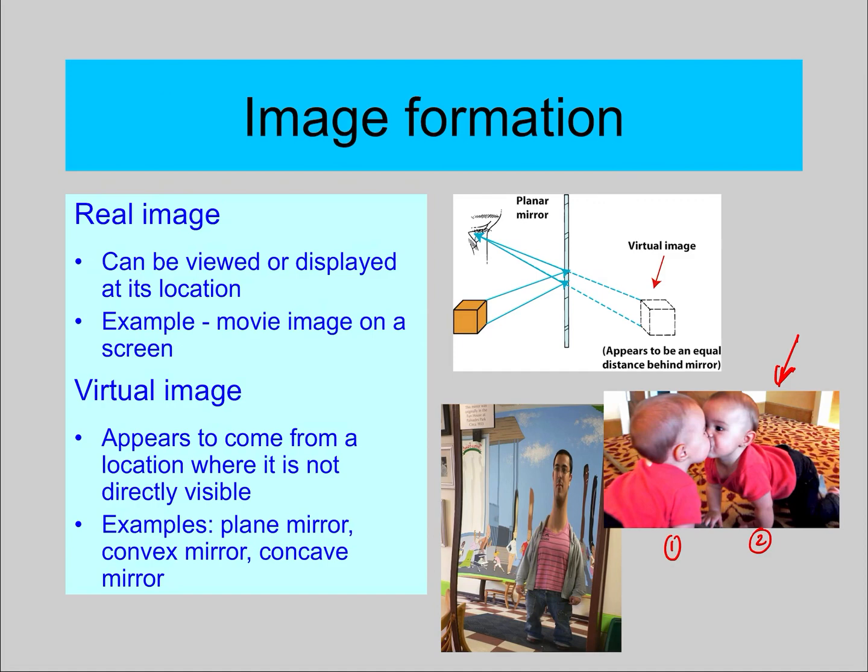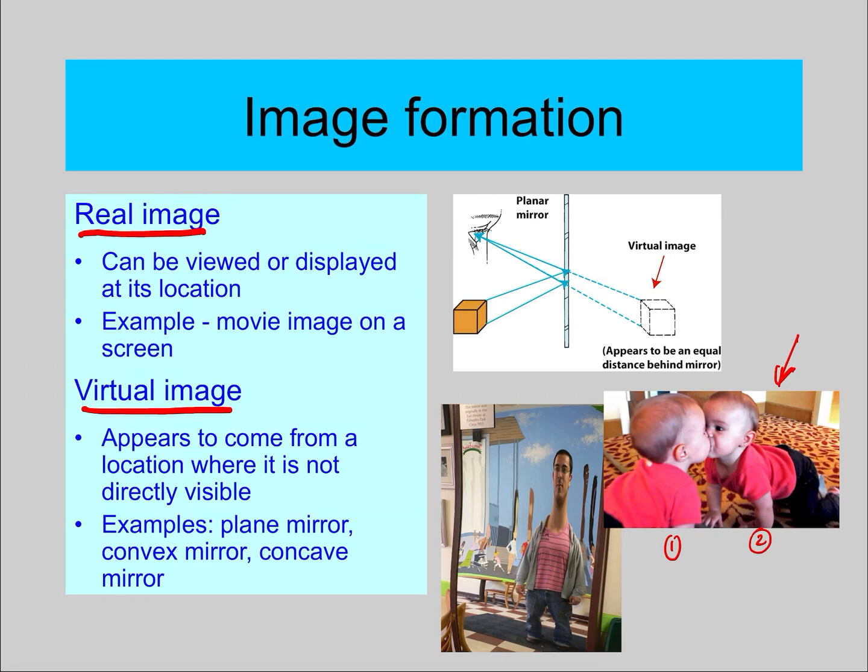So what's happening here is that there is what's called a real image and a virtual image. The real image can be viewed or displayed at its location. So this would be looking at your TV, looking at your phone, looking at a movie image on a screen, but it's the real image. Okay, it's really there, your eyes detecting it exactly where it's located.